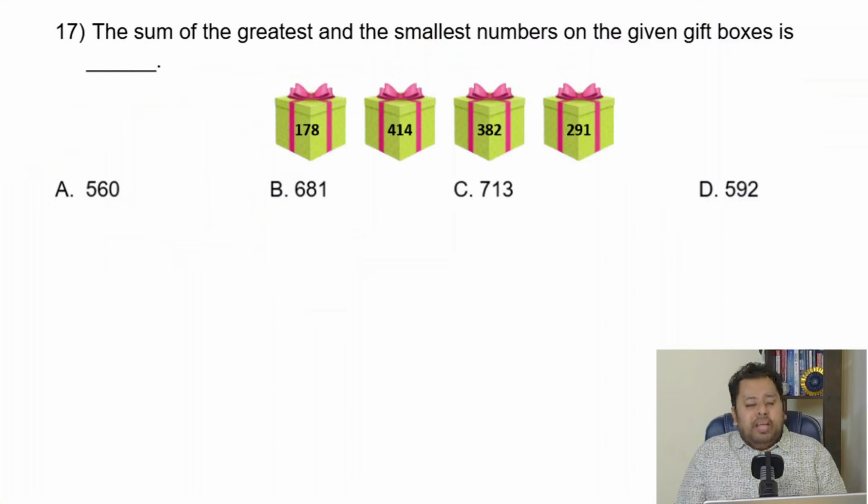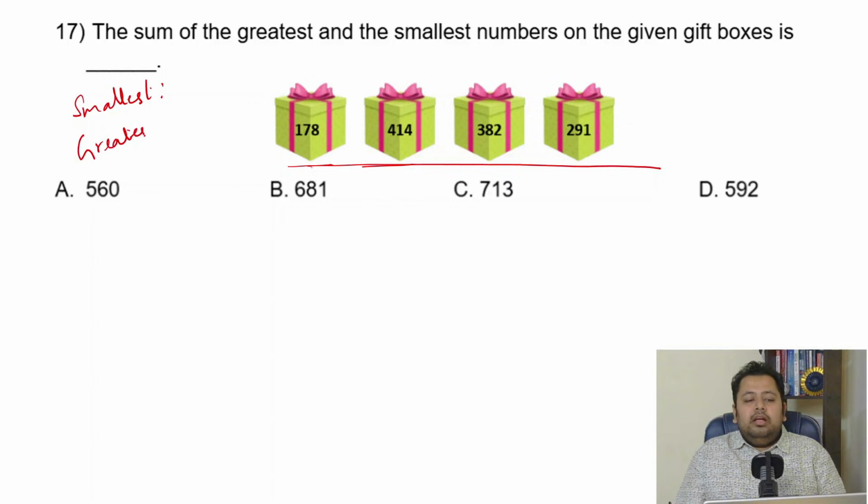The sum of the greatest and the smallest numbers on the given gift boxes is dash, right? So, first of all, what you have to find out is which one of these is the smallest number. So, you have to find out what is the smallest number among these four. You have to find out what is the greatest number among these four, and then you just need to add these two, right? Pause the video, solve it first, and then look at the solution.